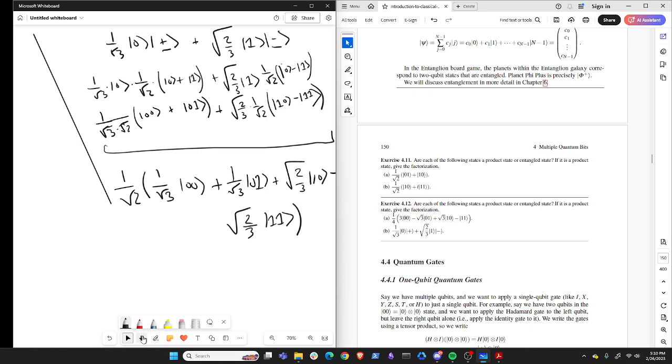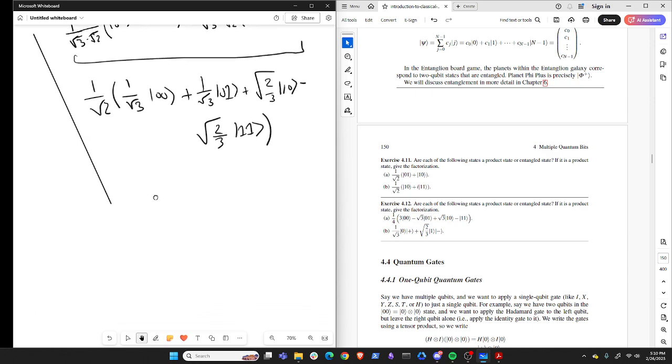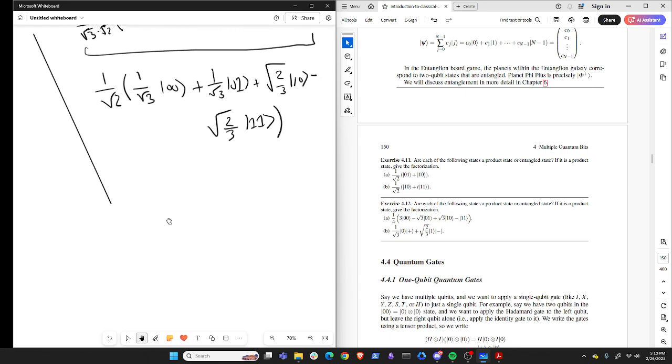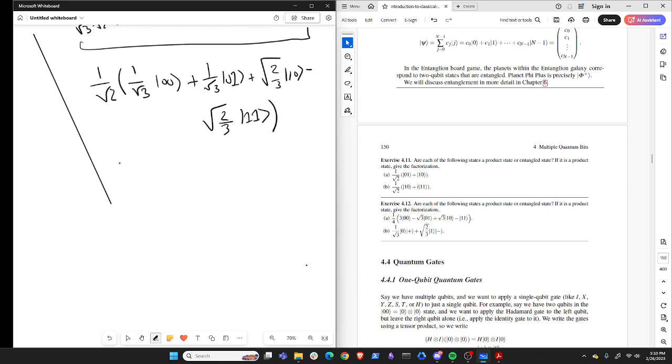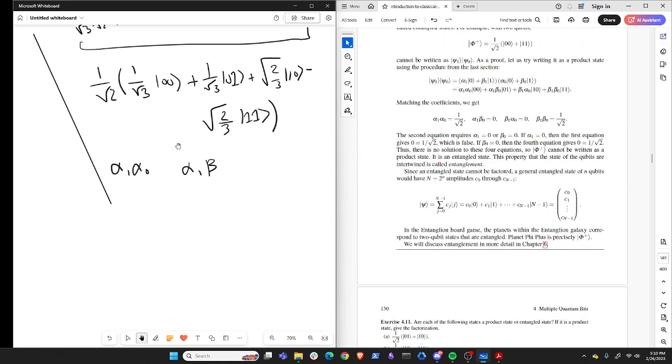So we need to do the same thing that we did before. So we're going to analyze for alpha 1, alpha 0, alpha 1, beta. This is definitely something to put on the master note card. This little formula here, I think, is very valuable. Alpha 1 beta sub 0, beta sub 1 alpha sub 0, and beta sub 1 beta sub 0.